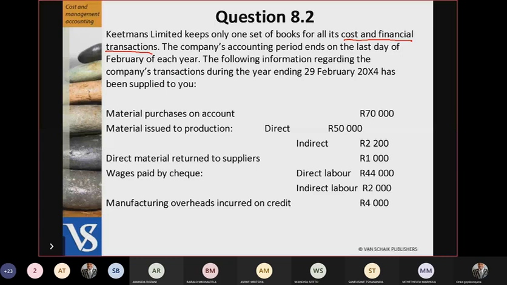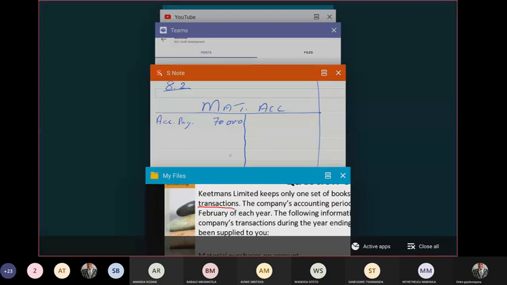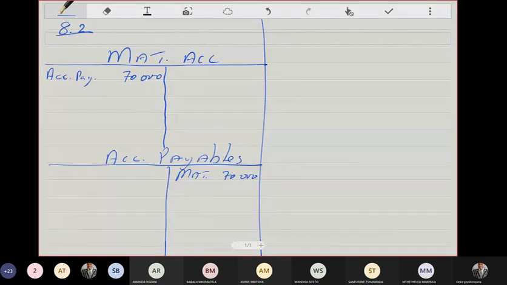Material issued to production, direct is 50,000, indirect 2,200. So this is an internal transaction. We've got the material issued to the production. That we need to look at. We already have the material account. We are not going to reopen it again because we've already opened the material account. But now we issue material to the production. The production is represented by a work in process account. Remember, we've talked about that. So that's the account that we're going to open.